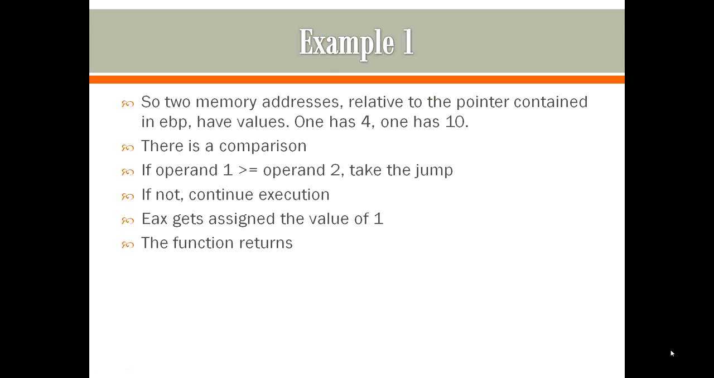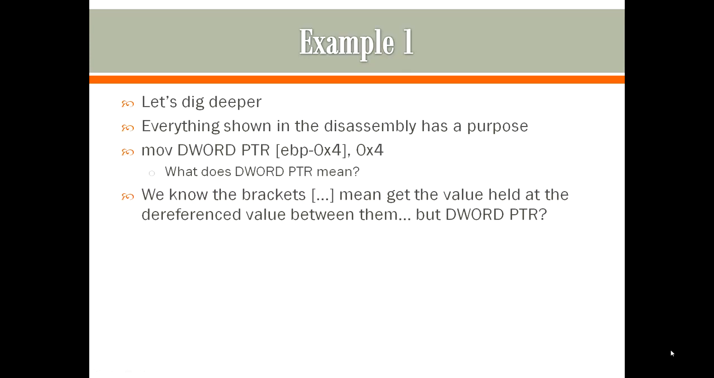Let's recap what this function does. Two memory addresses relative to the pointer contained in EBP were assigned the values 4 and 10. A comparison occurred, and if the first operand was greater than or equal to the second operand, then we jumped to a particular instruction. If not, we continued executing the next instruction. Register EAX was assigned the value of 1, and then the function returned. We have a high-level understanding of what is going on, but let's dig deeper into the details.